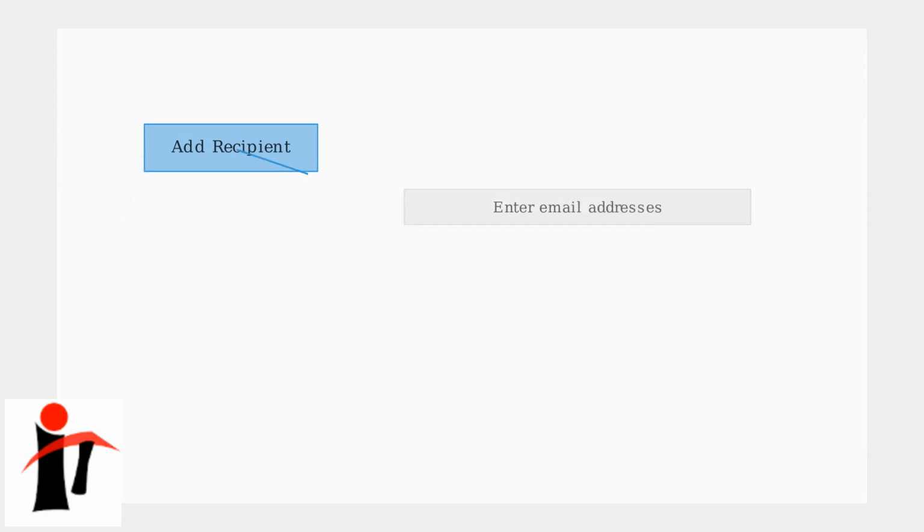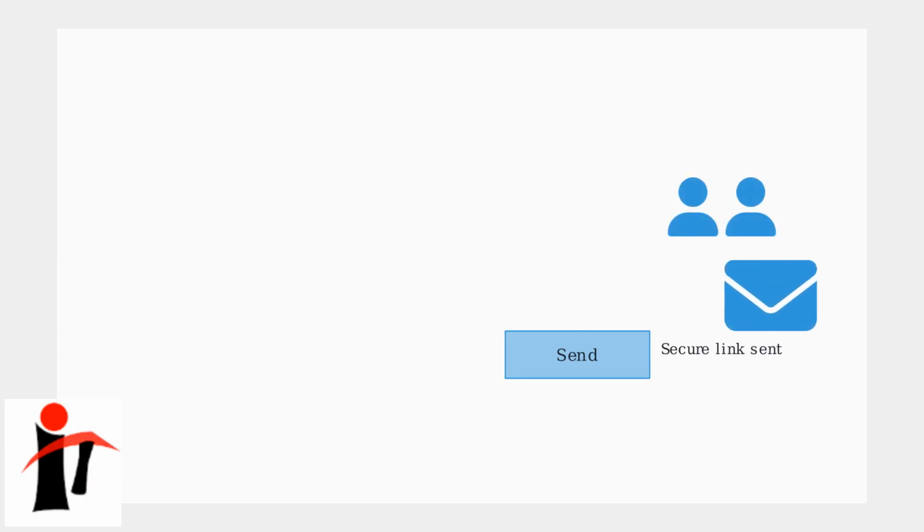Enter the email addresses of the people who need to sign the document. You can add multiple recipients as needed. If necessary, specify the signing order to control the sequence in which recipients must sign. Once all recipients are added, click the Send button. DocuSign will send an email to each recipient with a secure link to sign the document.